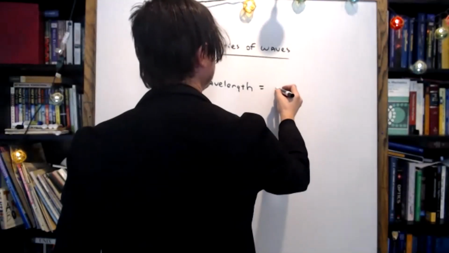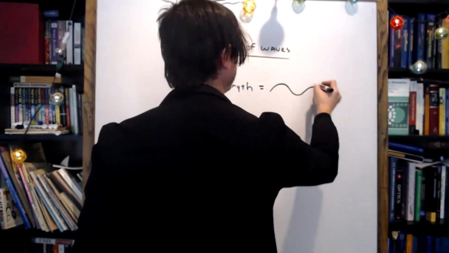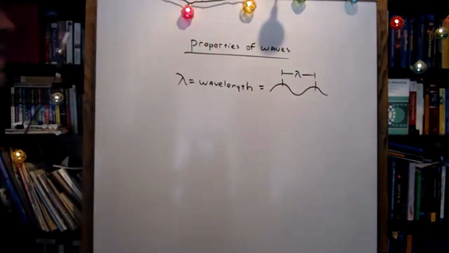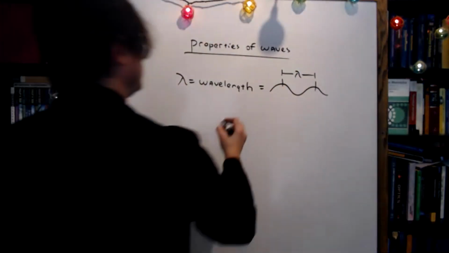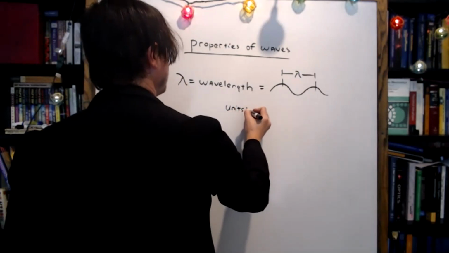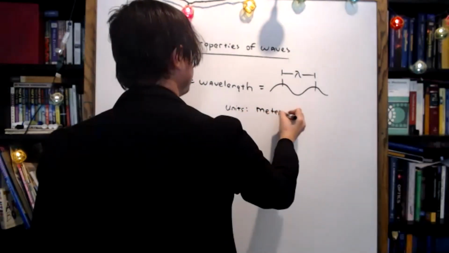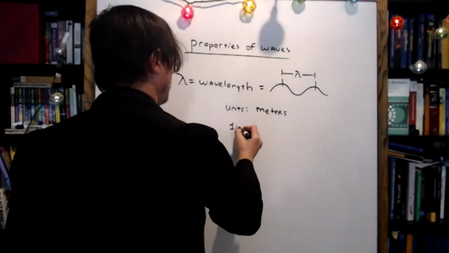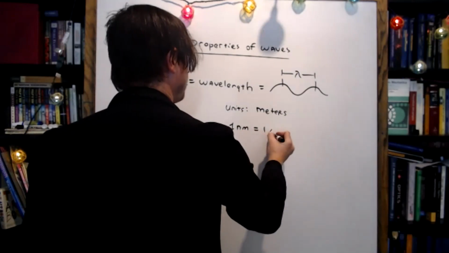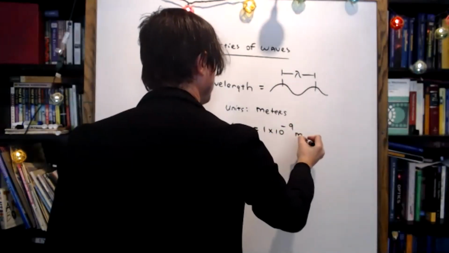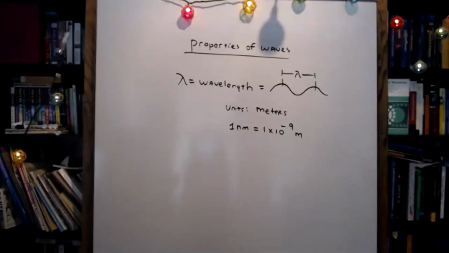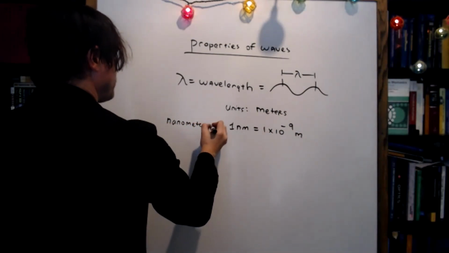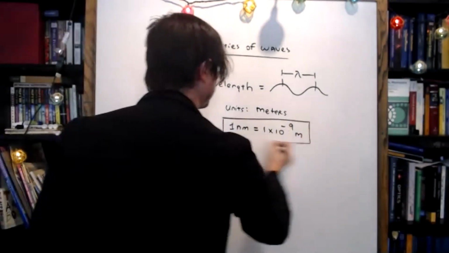Wavelength is the distance from crest to crest of your wave. It's a physical repeating distance, and it's measured in units of meters, and sometimes it's measured in units of nanometers. A nanometer is defined as a billionth of a meter. You'll need this conversion in your homeworks.